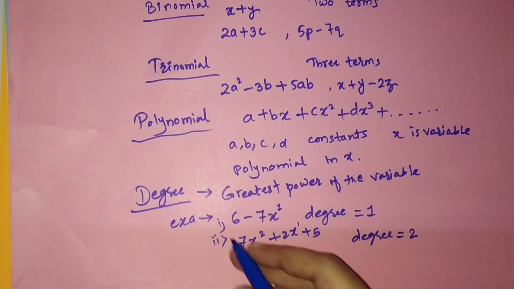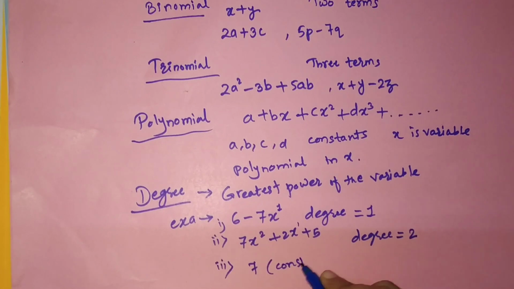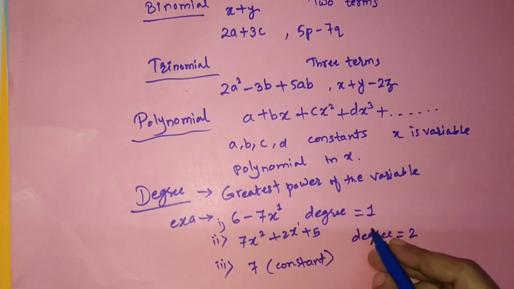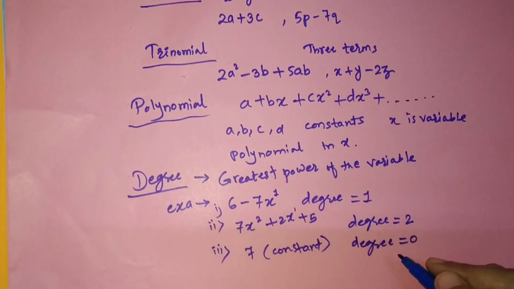And suppose I want to say just 7. 7 is a constant here. What is 7? 7 is a constant here. Its value does not change. So when I am speaking about the constant's degree, you can say the degree of a constant is always 0. Why 0? Let me explain.